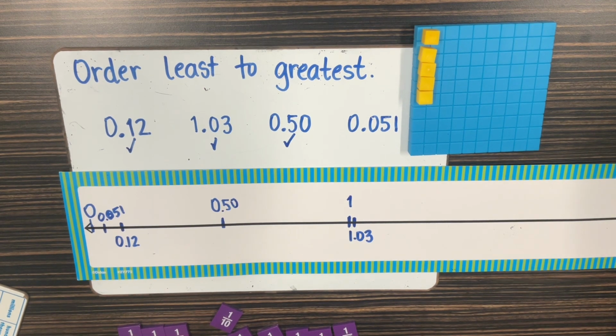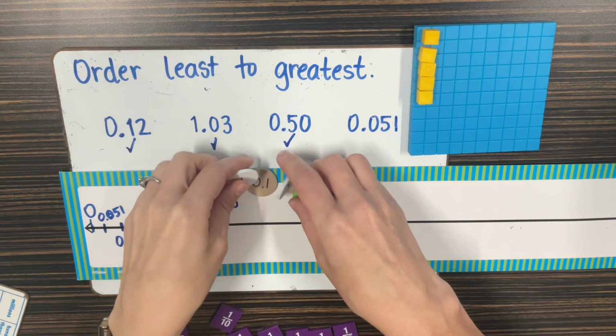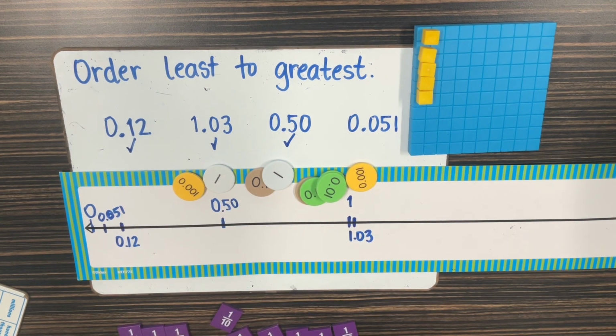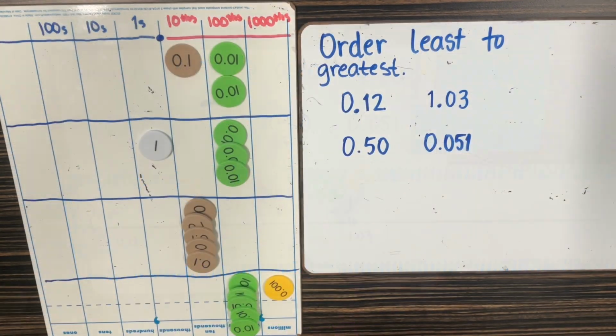The challenge to end this lesson is how might you use place value discs to put these in order? If you have time, pause the video and give it a go of how you might use that tool. Let's look at our thinking on place value discs. Your thinking may look similar to mine or a little different.